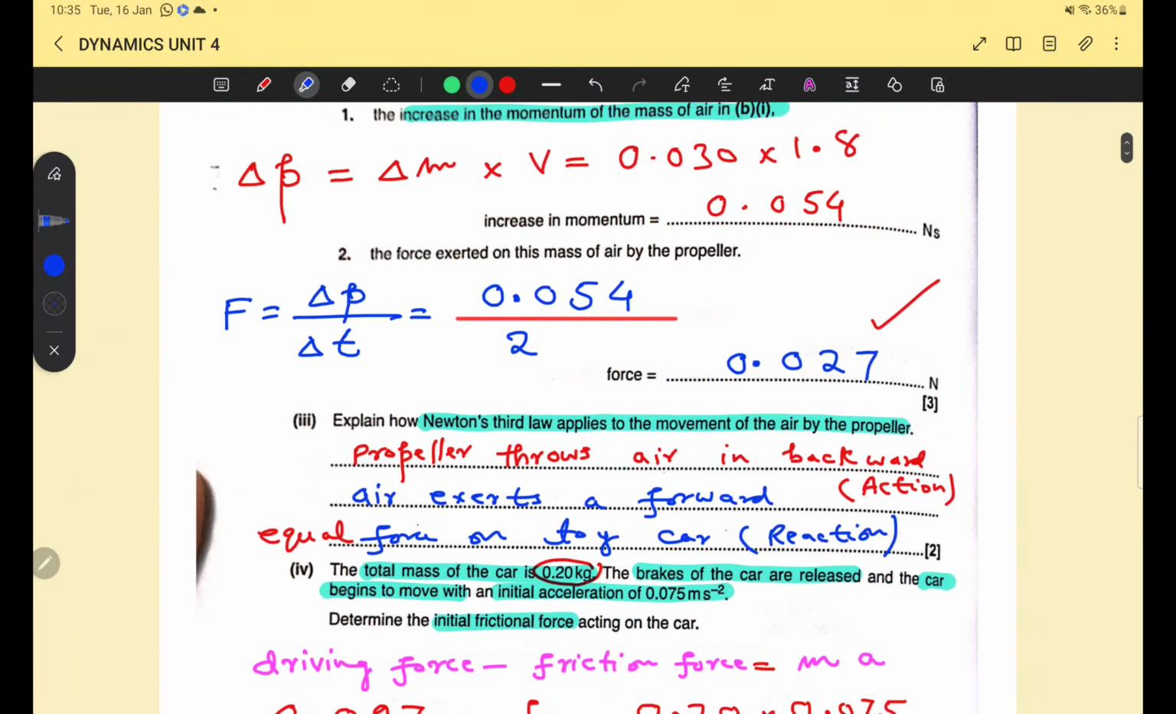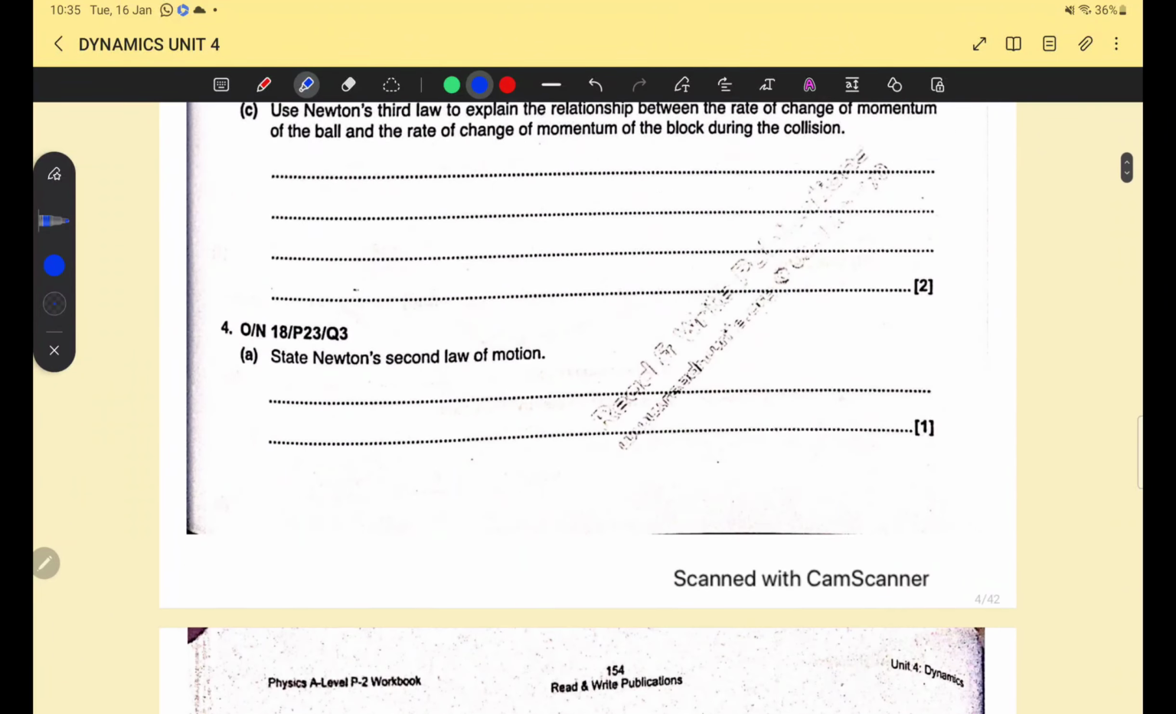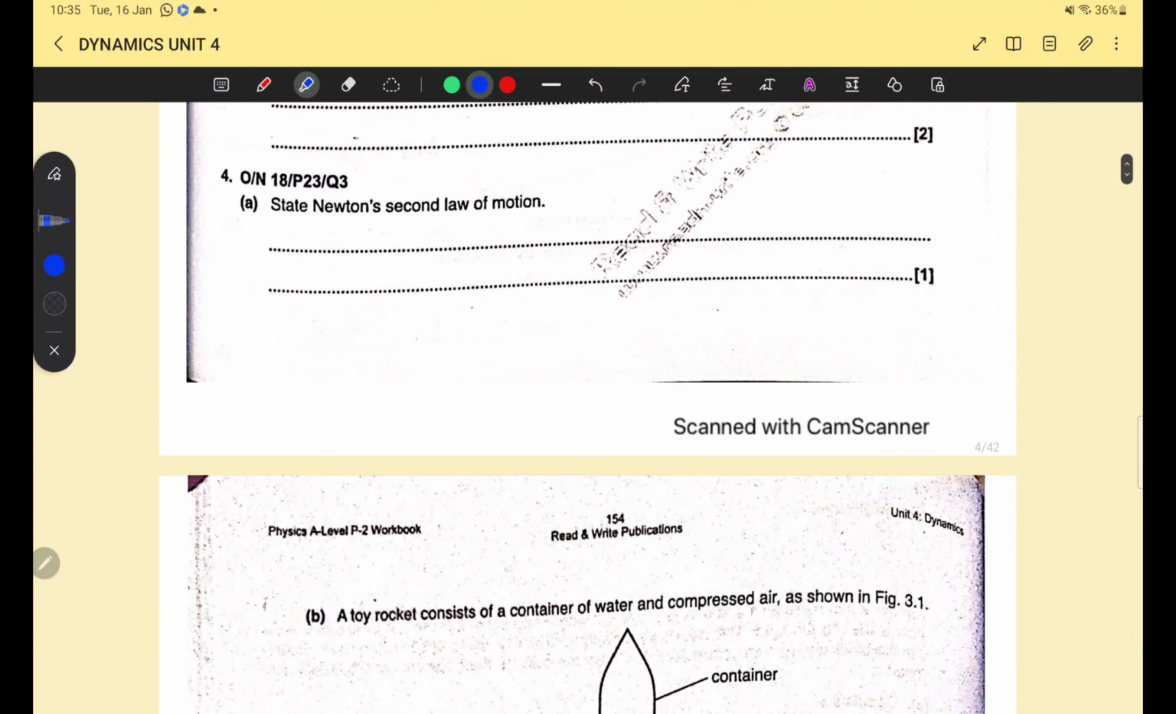In the same kind of question, I should give this question as homework. It is here, question number four. I should give you this question as homework, but I am explaining it to you. The first thing they are asking is to state Newton's second law of motion.